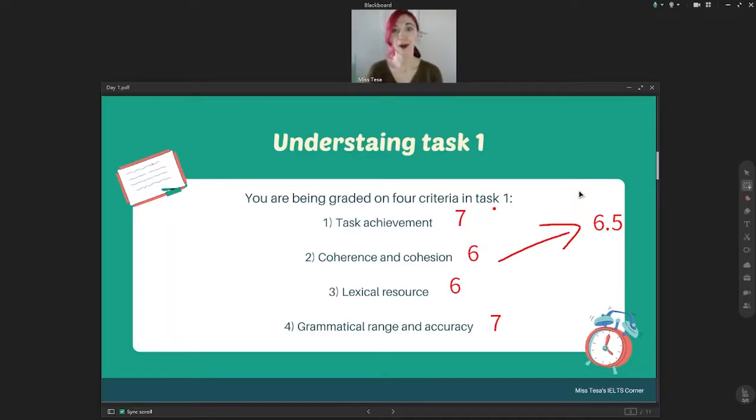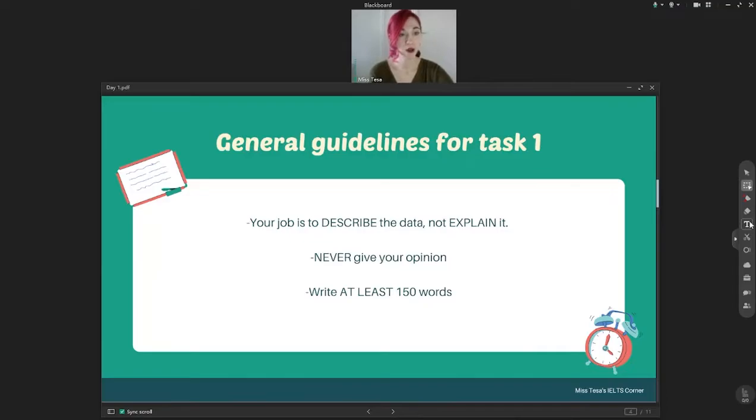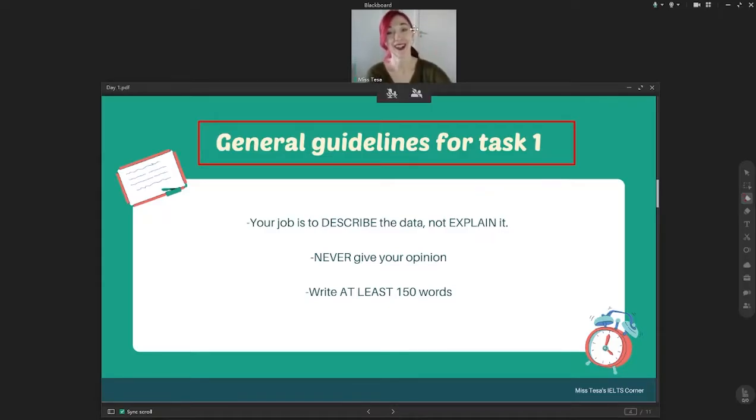Now, let's talk about how to actually get a high score in all of these criteria. And before we do that, I do just want to point out some general guidelines for task 1. Things you should always do or not do. So first of all, your job is to describe the data, not explain it. This is really important. Another thing you should never do is never give your opinion.